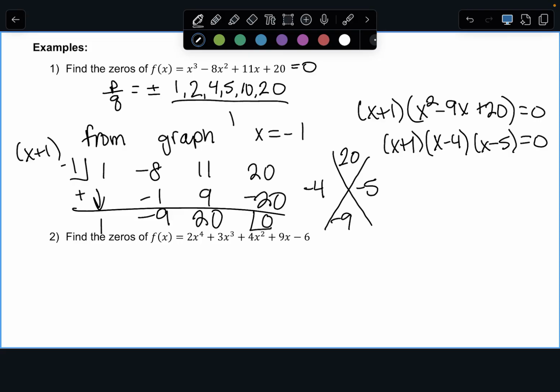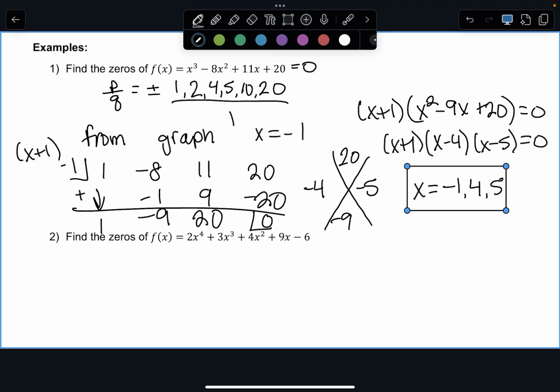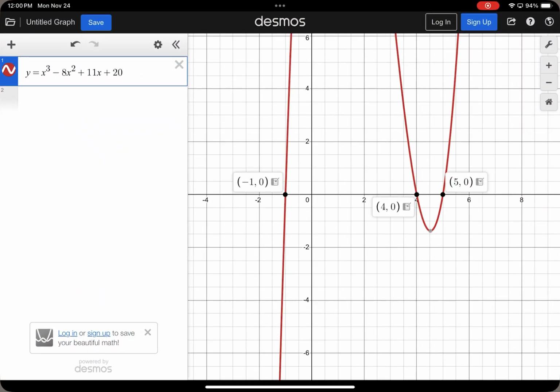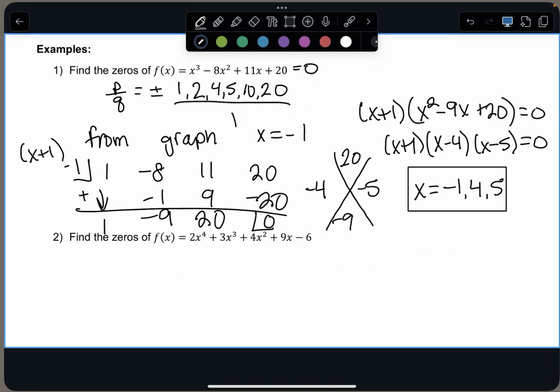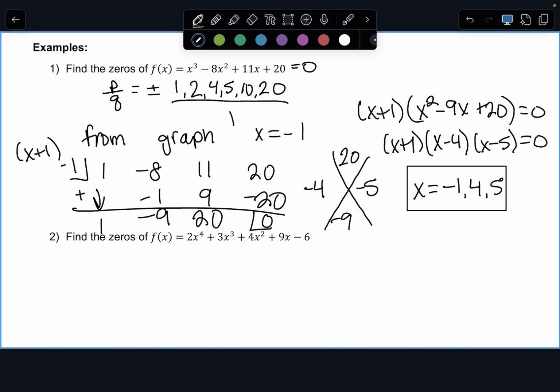Now that I have all my factors, what should I do to each one of them? Set them equal to 0, aka change the sign. So final answer here, we get -1, +4, and +5. And if I look back at my graph, those were my zeros. Okay, but I have to show this work in between. You can only grab 1 zero at a time from your graph. Questions on that one?